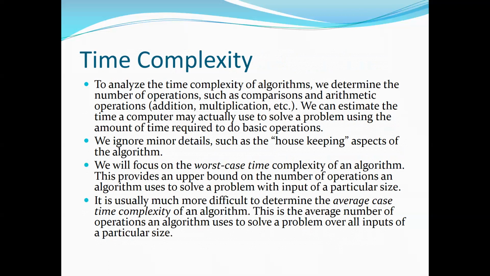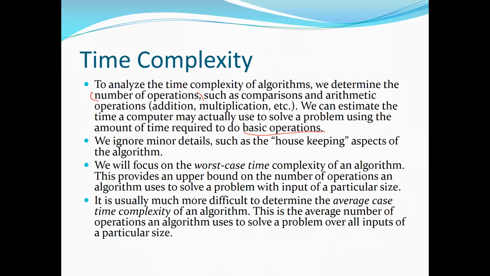To analyze the time complexity of algorithms, we determine the number of operations. This is important: operations such as comparisons and arithmetic operations like addition, multiplication, subtraction, and division. We can estimate the time a computer may actually use to solve a problem using the amount of time required to do basic operations. So we'll find the basic operations, then see how many times those basic operations are executed, and then formulate the equation. We ignore the minor details.